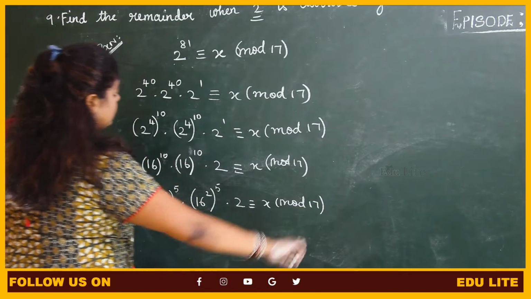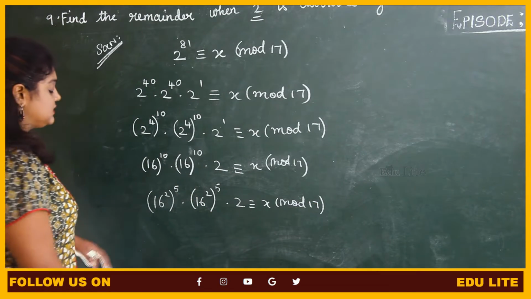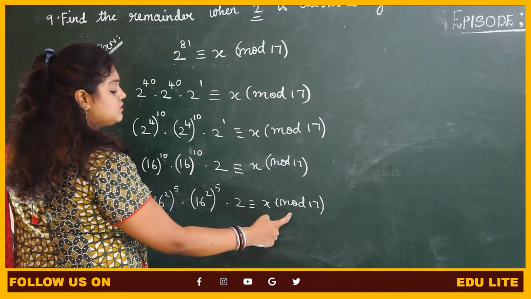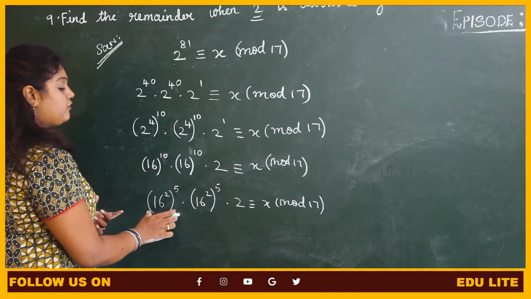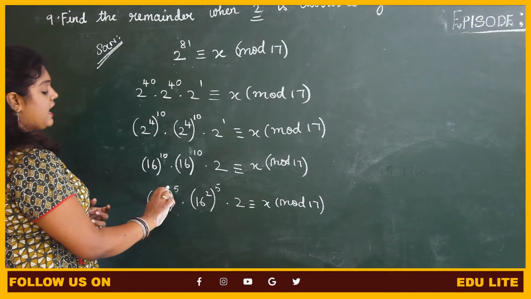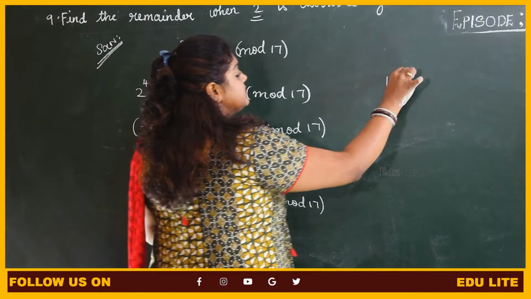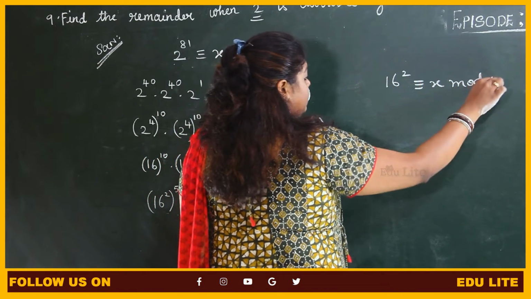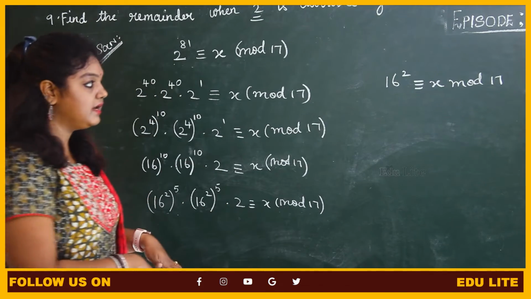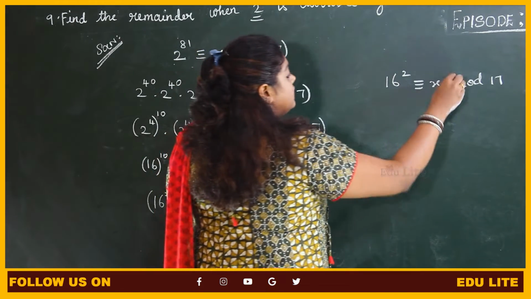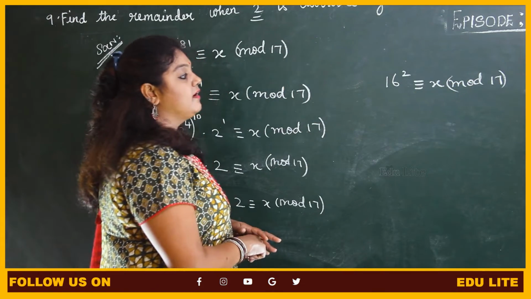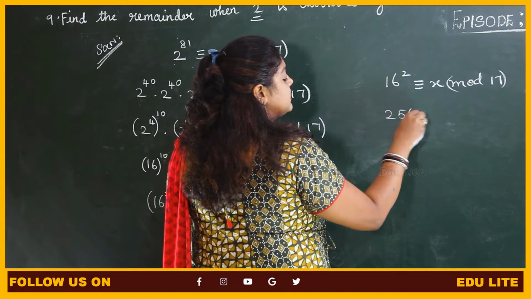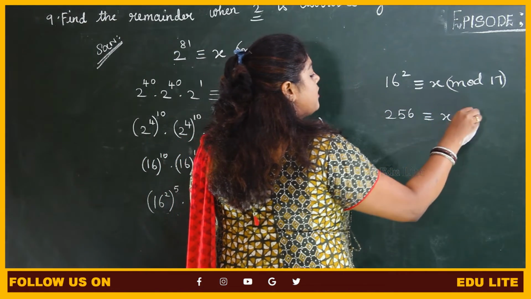Next, this mod 17 is common to all the terms on the left hand side. First we will simplify one term. I am going to take 16 squared is congruent to x mod 17, to make the simplification easier. So first for this we will find the remainder. 16 squared is nothing but 256, which is congruent to x mod 17.